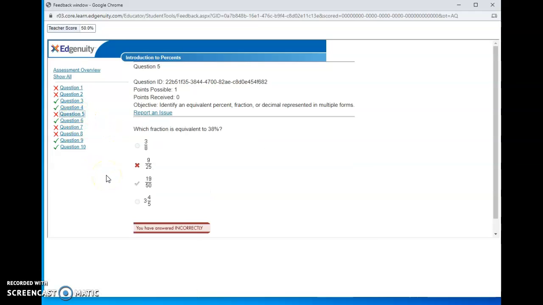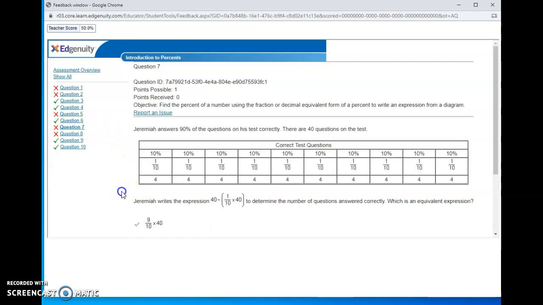This one, what's equivalent to 38%? So we would put 38 over 100, and then we end up simplifying that. So 38 over 100, we could divide each of those by 2. 38 divided by 2 is 19. 100 divided by 2 is 50, and that's as simplified as we can get: 19 over 50.